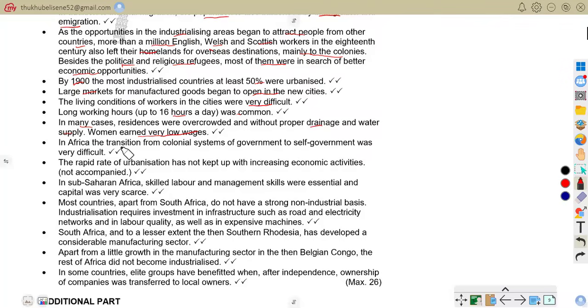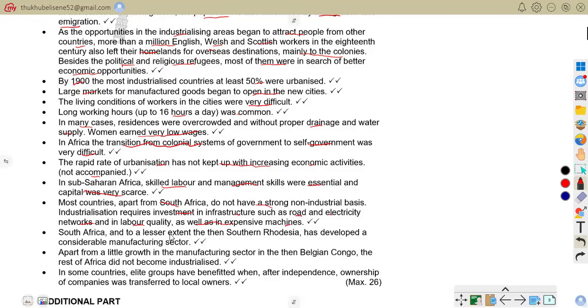In Africa, the transition from the colonial system of government to self-government was very difficult. The rapid rate of urbanization has not kept pace with increasing economic activities. In sub-Saharan Africa, skilled labor and management skills were essential and capital was very scarce. Most countries apart from South Africa do not have strong industrial bases. Industrialization requires investment in infrastructure such as roads, electricity networks and labor quality, as well as expensive machines.